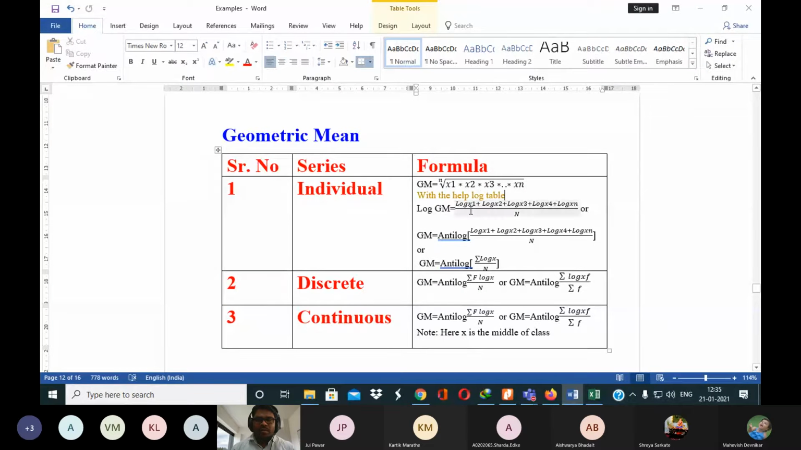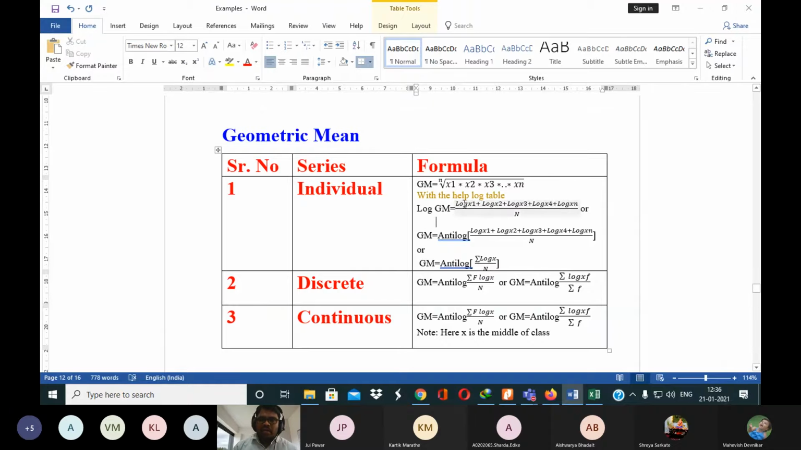If the number is very large, the calculation or multiplication will be very large. It will increase the computational burden. Therefore, to avoid such computational burden, we have to use the logarithm table, or to reduce the computational burden to calculate the geometric mean. So therefore we have used this formula.